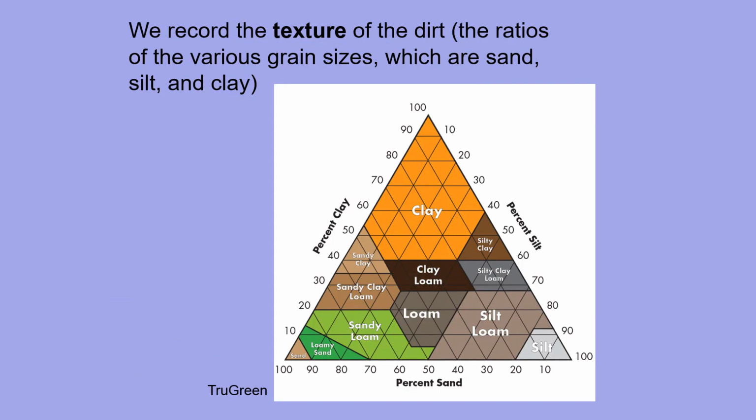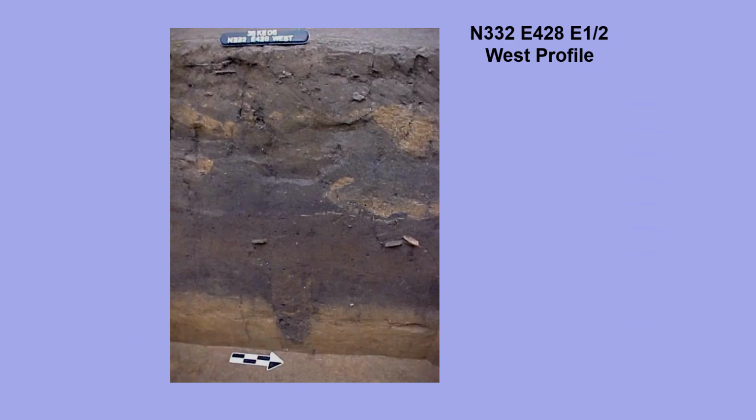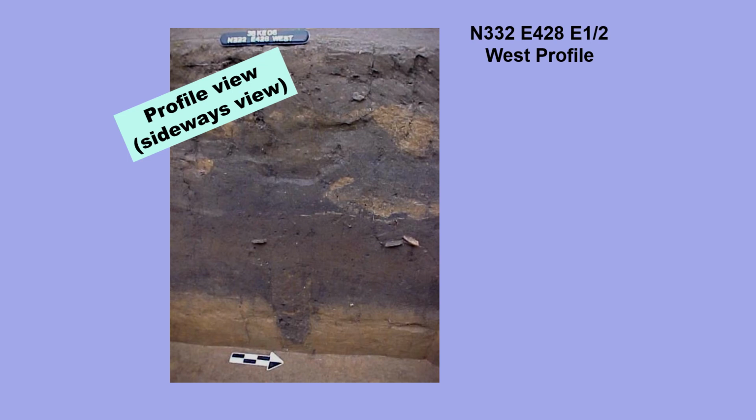So we record the texture of the dirt, that is, the ratios of the various grain sizes, which from largest to smallest are sand, silt, and clay. And we record the color of the dirt using an international dirt color chart called the Munsell Soil Color Chart. We also record many other things besides texture and color. But doing so allows us then to interpret a profile or sideways view like this through a mound in central South Carolina.